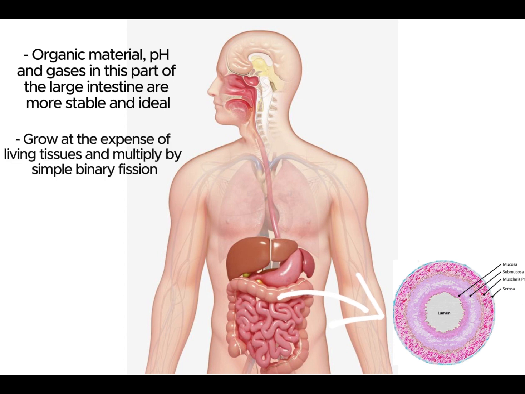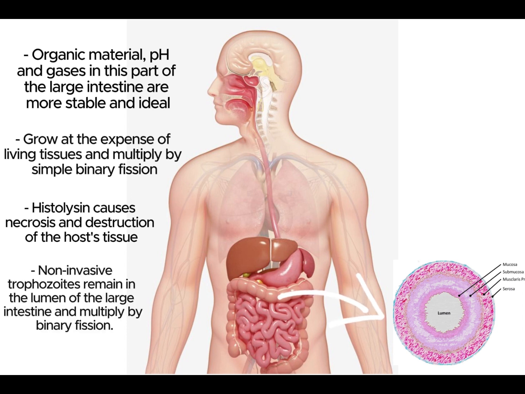Here, the trophozoites grow at the expense of the living tissues and multiply by simple binary fission. The trophozoites secrete histolysin, which causes necrosis and destruction of the host tissues and helps the parasite derive nourishment from the dissolved dead tissues. However, some non-invasive trophozoites remain in the lumen of the large intestine and multiply by binary fission. These trophozoites feed on host nutrients from the surrounding medium.